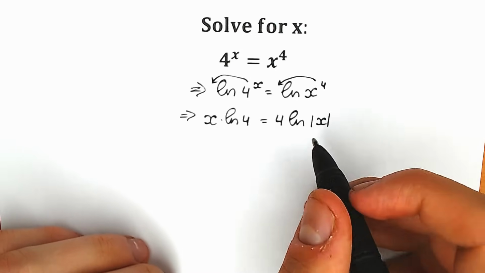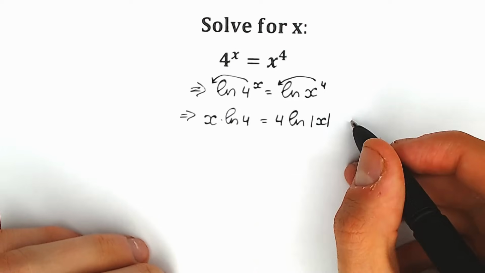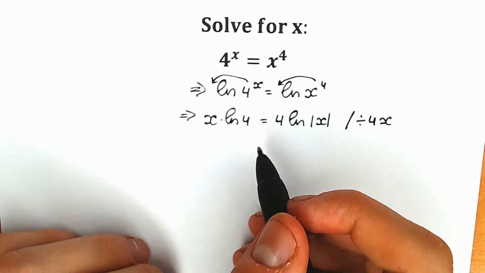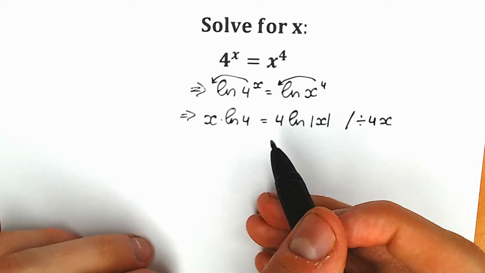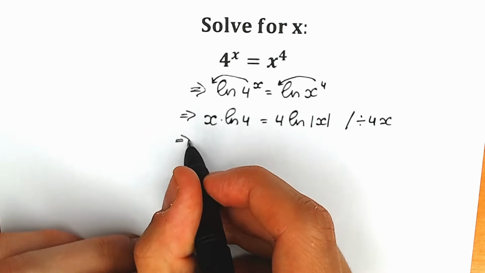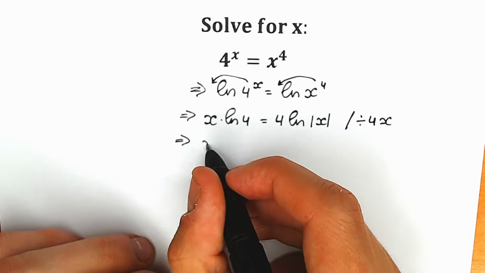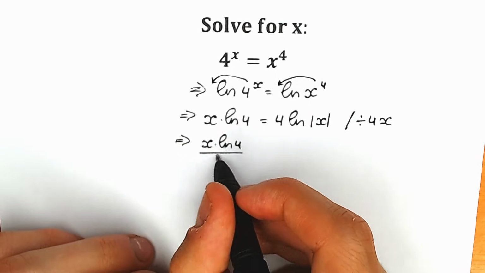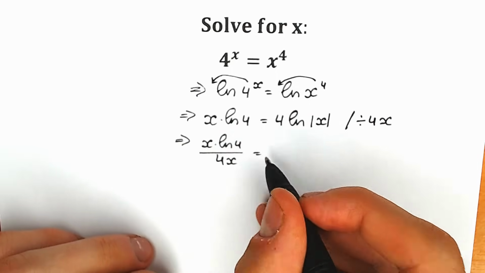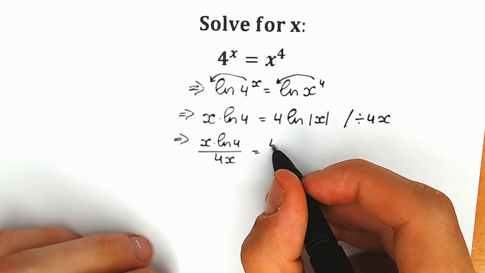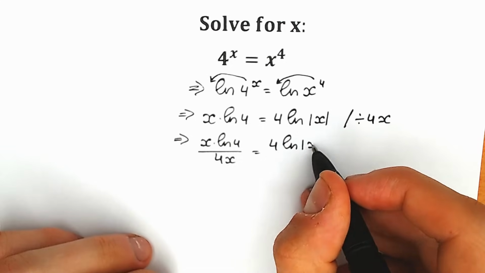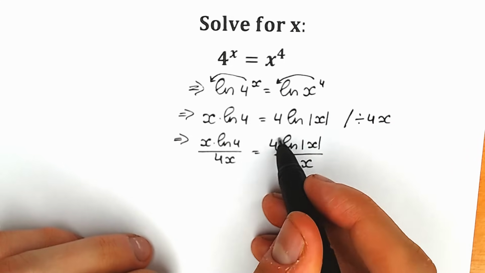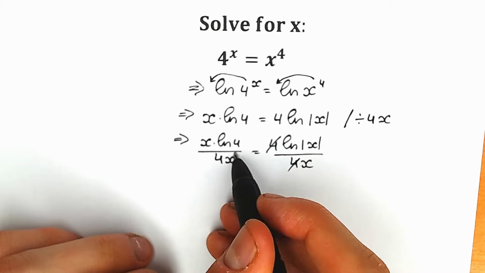The next thing we're gonna do, we're gonna divide both sides by 4x. I just need to group our variables on the left side and our constant on the right side. So when I divide, we will have x times natural log 4 divided by 4x, and on the right side, 4 times natural log absolute value x divided by 4x. Right here, we're going to cancel our 4, and right here, we're going to cancel our x.